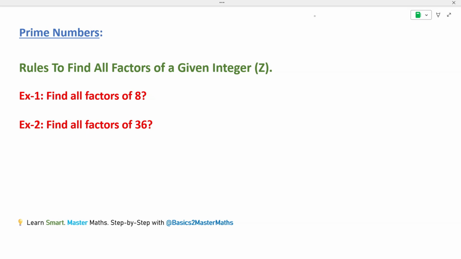Hi all, welcome again. Yesterday we discussed the rules to find all factors of a given number. Also, we discussed how to find all factors of 8. Today we are going to learn how to find all factors of 36.